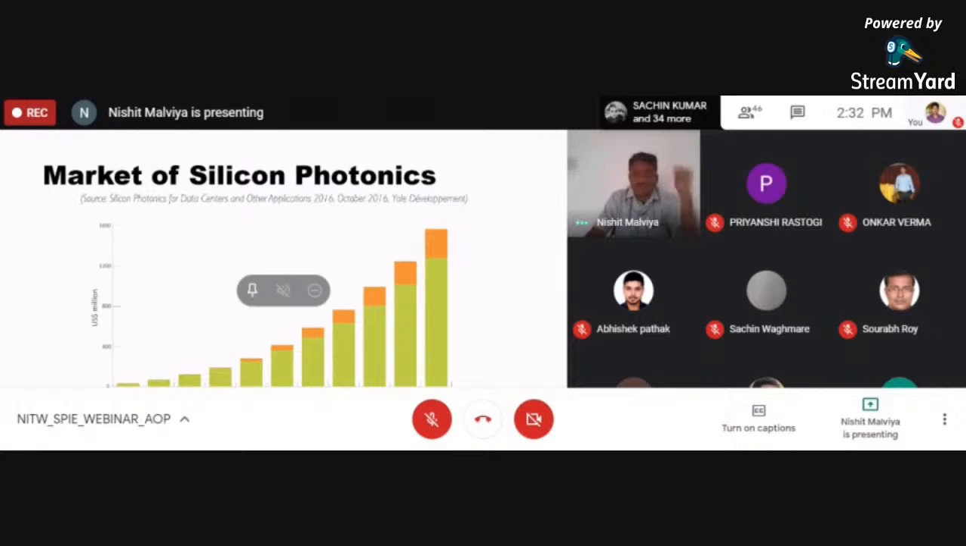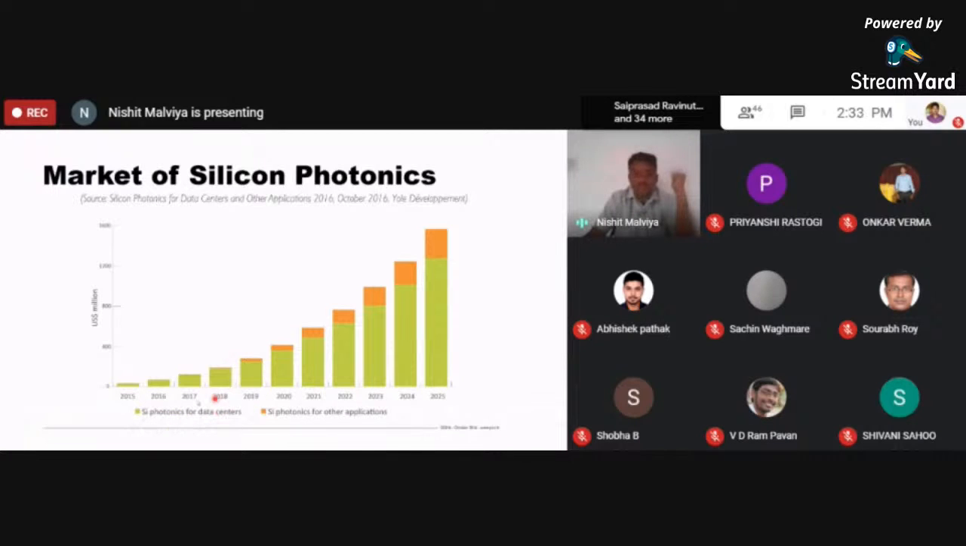So to start, silicon photonics was used only in data centers, for communicating between two devices. But nowadays the market for silicon photonics is increasing, and other applications are also increasing, like IoT applications, biomedical applications, and others. So this is the motivation to study silicon photonics.